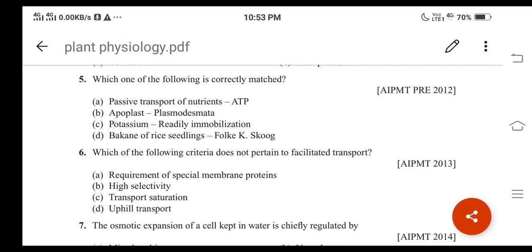Okay, this is the correct answer. Passive transport of nutrients, this is incorrect. The second one is also incorrect, and even the fourth option is also incorrect. Only the correct statement is option C, right? Okay. Then the next one, question number 6.